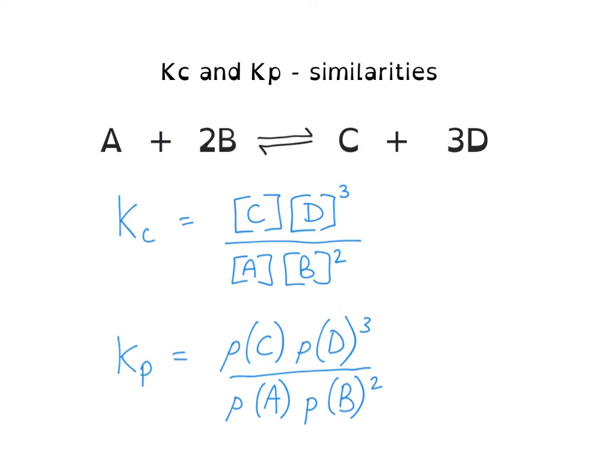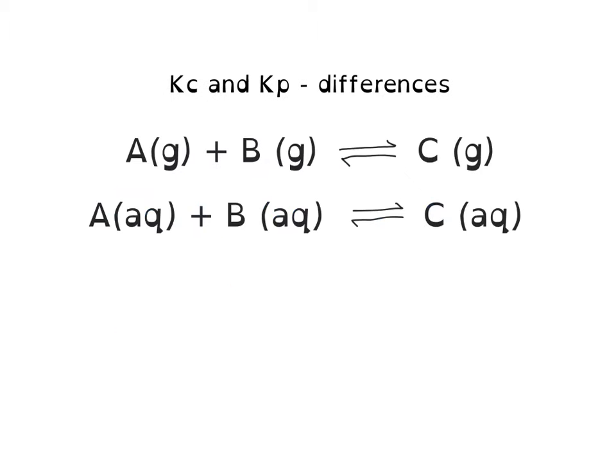So Kc and Kp similarities: they are done in the same mathematical format. Other similarities, I would work out the units using the same idea of working out what's on top and what's on the bottom, and we'll do some units in the examples. So what's different about Kc and Kp? Well, clearly the units are different, and clearly the places that we can apply them in chemistry are going to be different as well.